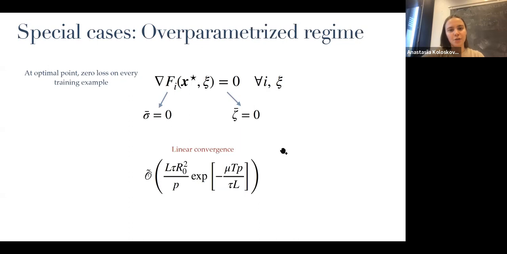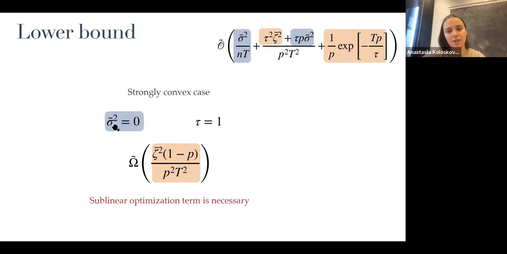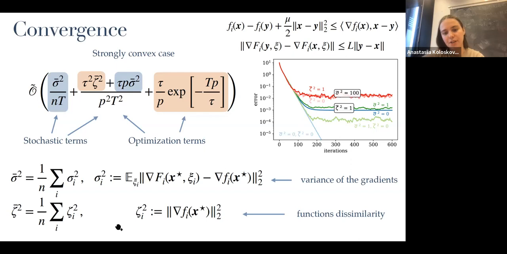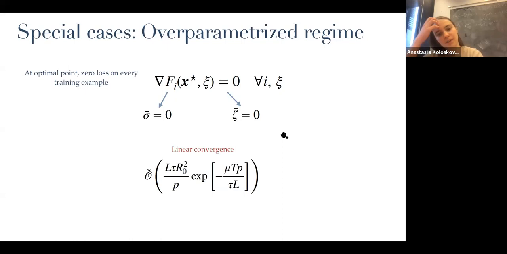Another special case is the over-parameterized regime. If your model has a big capacity and you can fit every data point perfectly, it would mean you have gradients at the optimum which are equal to zero. Because we used this definition, where sigma is the noise at the optimum and zeta is the gradients at the optimum, sigma and zeta would be equal to zero, and in the strongly convex case you recover linear convergence.